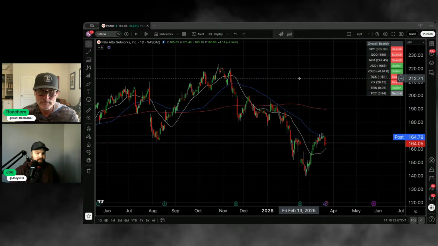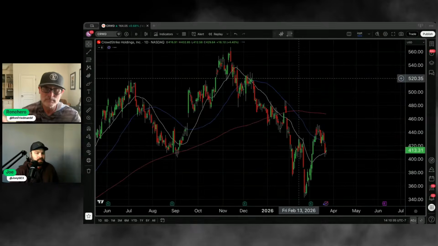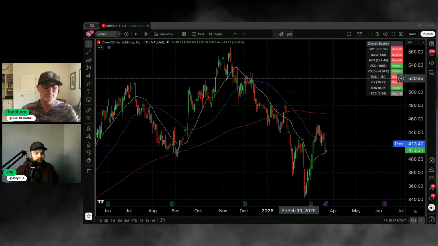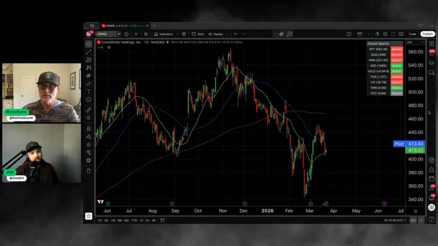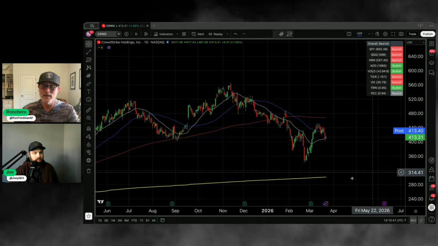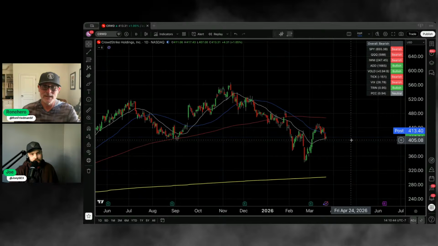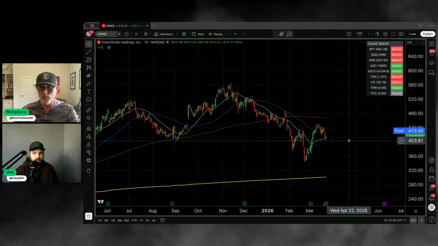CrowdStrike. I mean, look at how similar these are, right? Kind of the same thing on CrowdStrike as on Palo Alto Networks. If you like it here and you buy it, you want it long, you cut it at 403.91. So the question is, are you willing to take risk between 413.40 and 403.91? If the answer is yes, and you're happy with that, then yeah, you can take a crack at it.